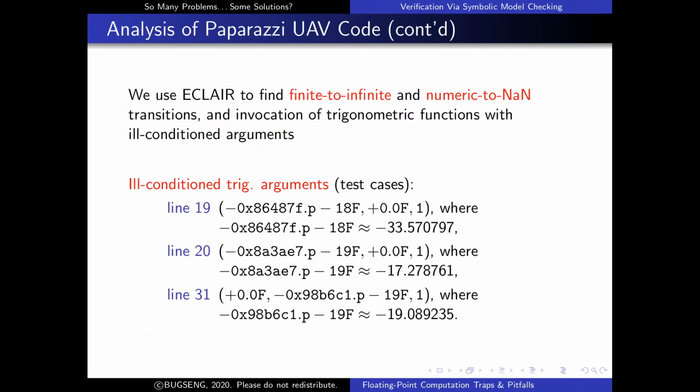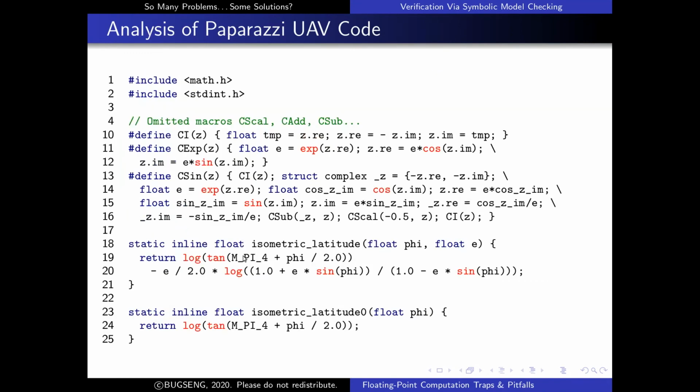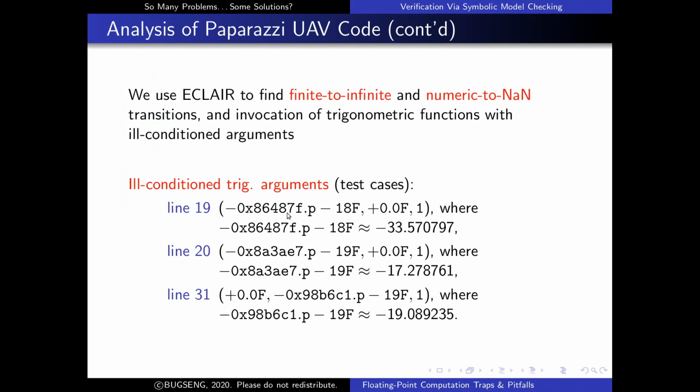For this program, our ECLAIR analyzer, at the first run, found several problems. In particular, it found ill-conditioned trigonometric function arguments. For example, in line 19, the tangent function was invoked with a very large value for the argument. So the result was completely unreliable. And similarly in other lines.